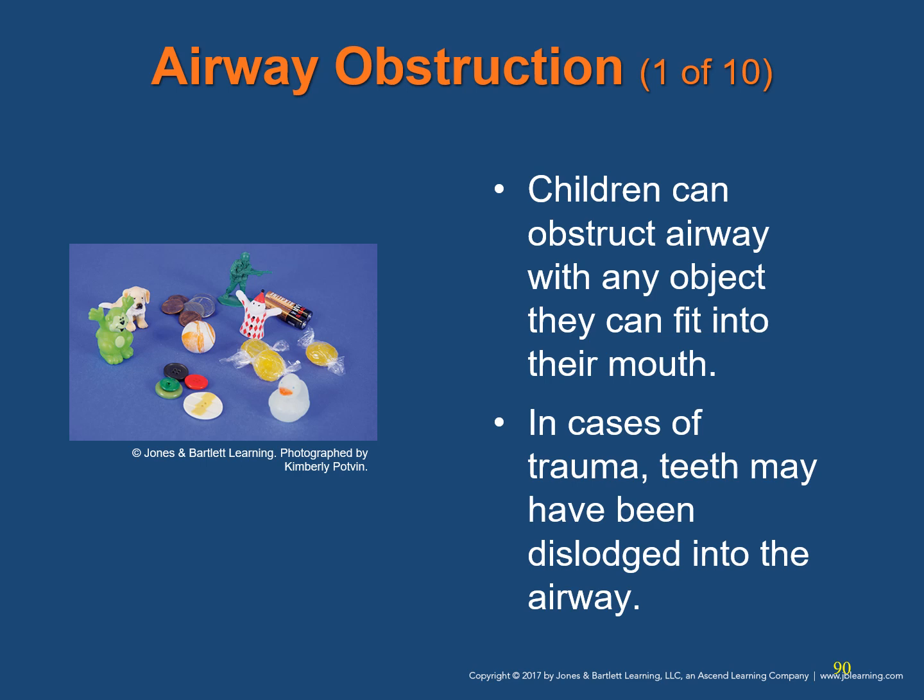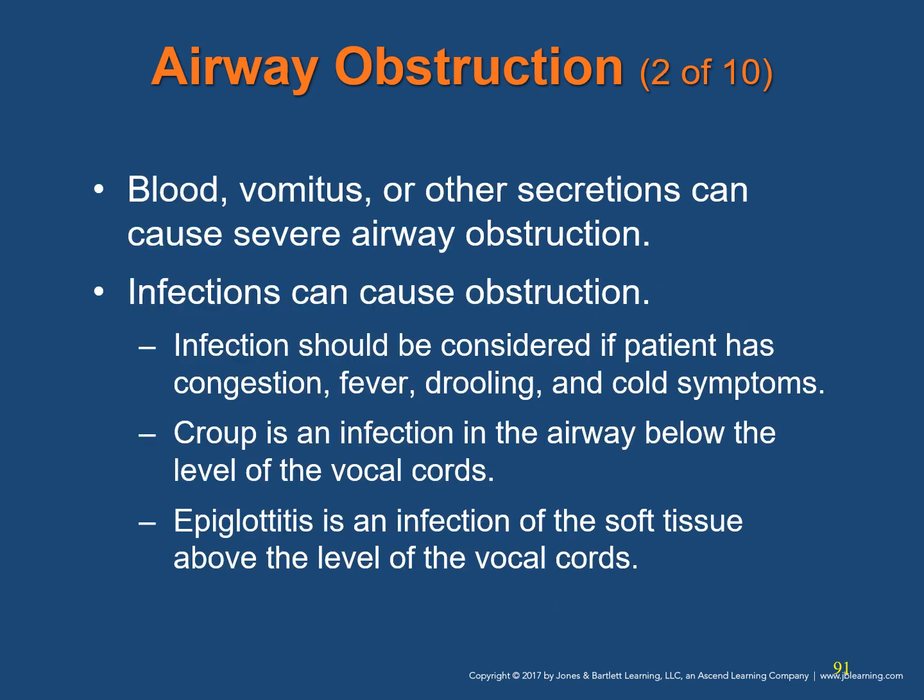Airway obstruction. Children can obstruct their airway with any object that can fit into their mouth. In cases of trauma, teeth may have been dislodged into the airway. Blood, vomitus, and other secretions can also cause mild to severe airway obstruction. Infections including pneumonia, croup, epiglottitis, and bacterial tracheitis can also cause airway obstructions. Infection should be considered if the patient has congestion, fever, drooling, and cold symptoms.